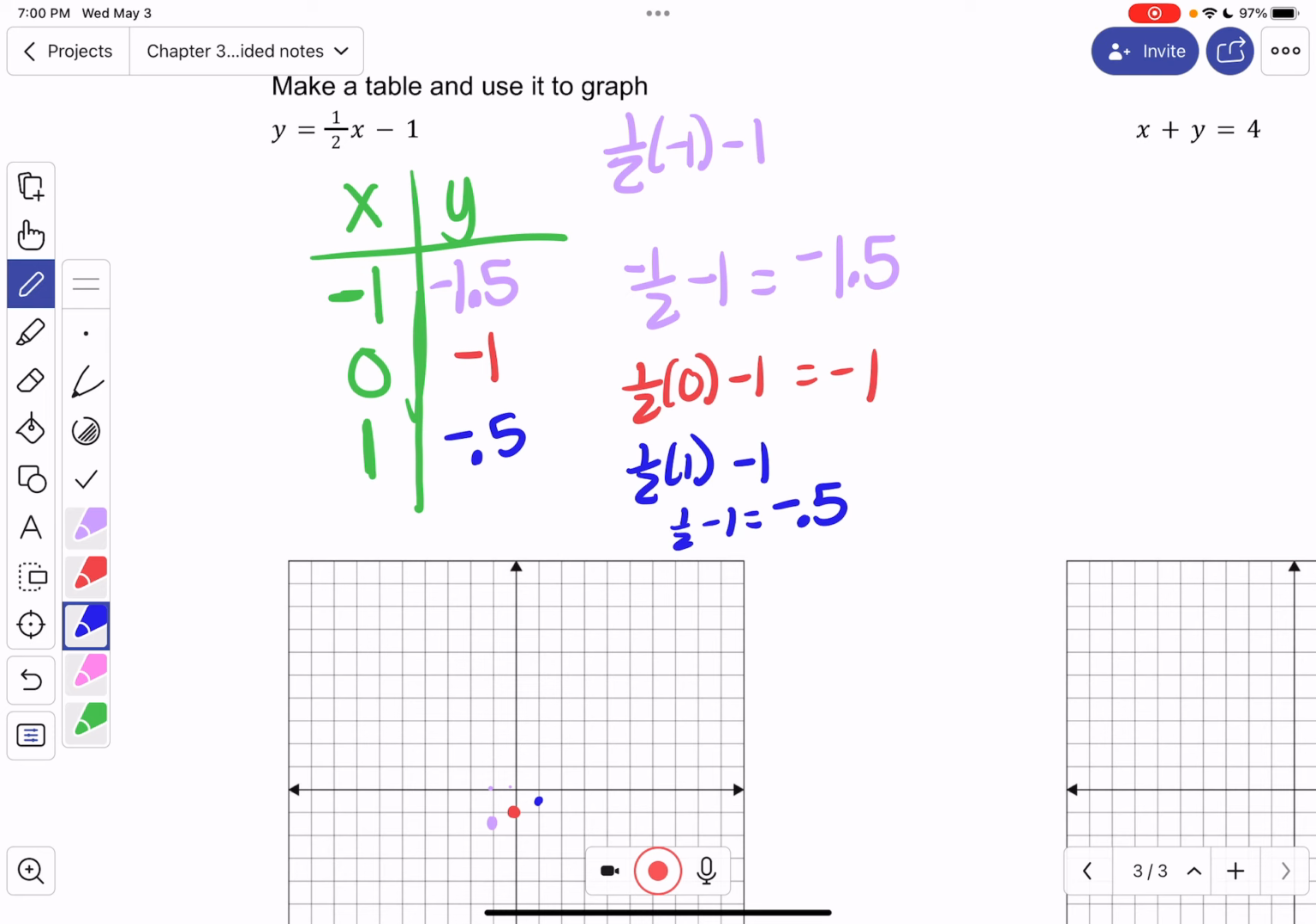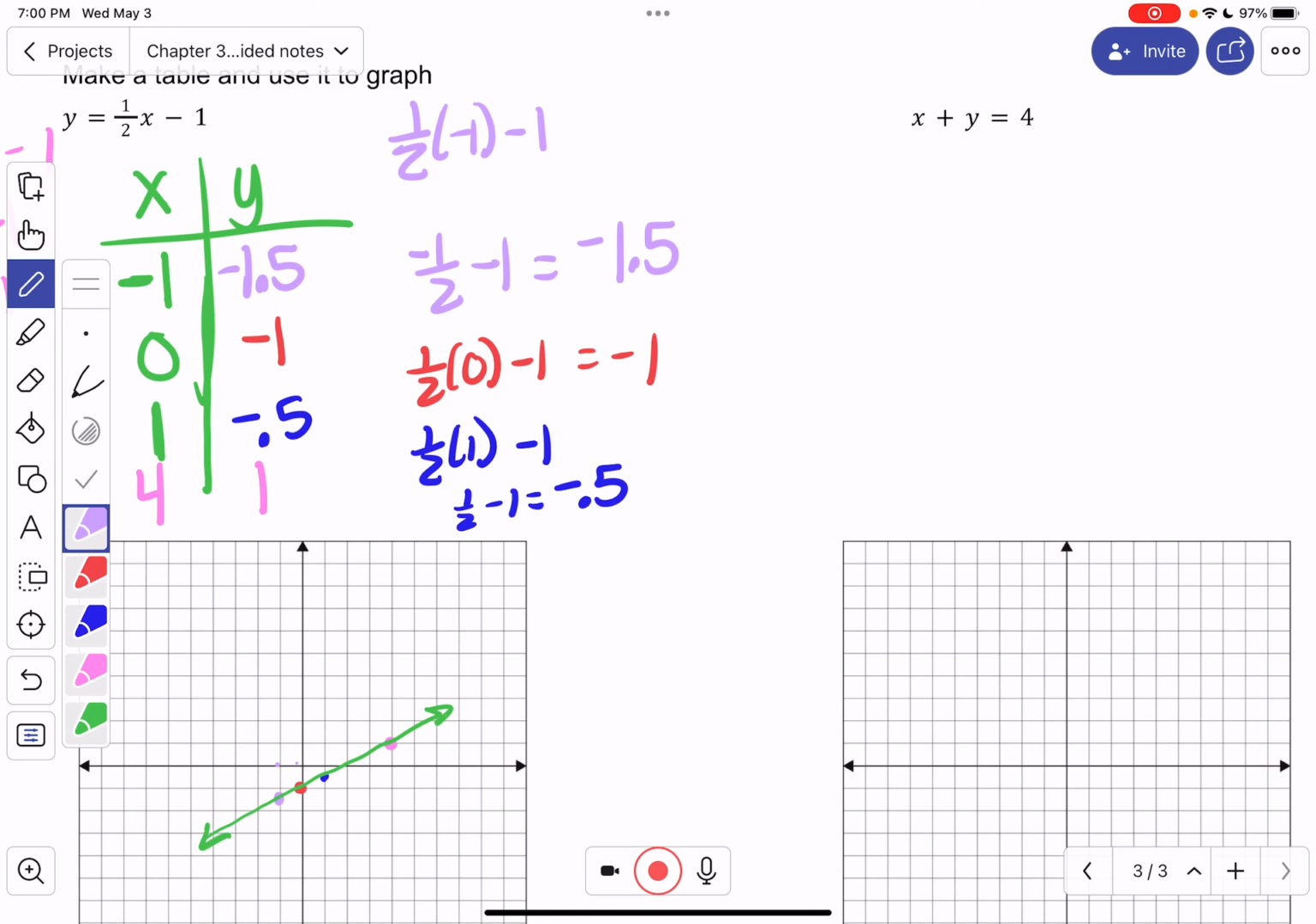That's enough for me to draw a line, but maybe I want to try one more. Maybe I want to try 4. So half of 4 is 2, and 2 minus 1 is 1. So 4, 1 is a point. If I draw the line, it goes through all the points. So I did that by just picking numbers and plugging them in.